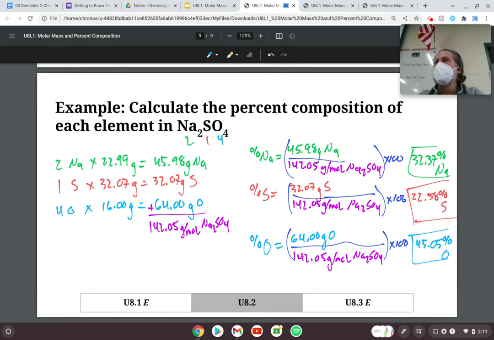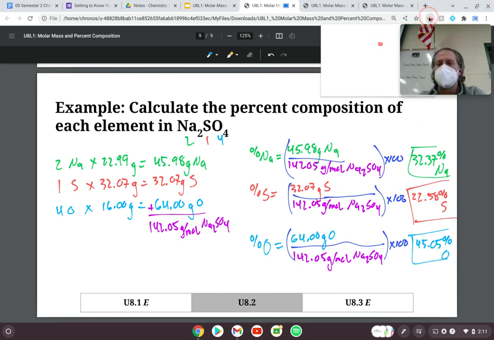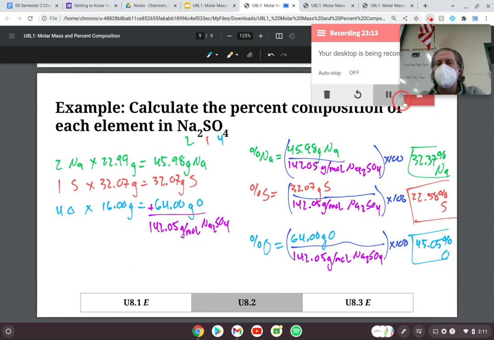There you have it. That is how you calculate the percent composition of stuff. Hope you found that valuable.